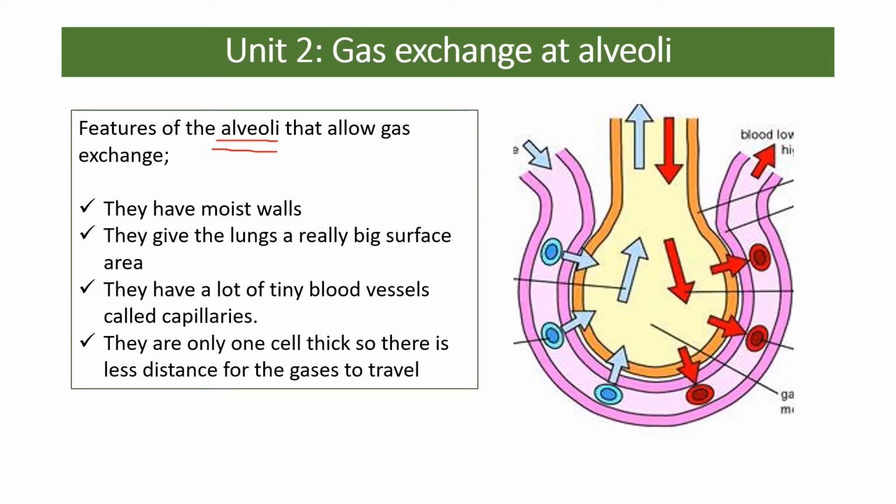So they are adapted to allow the diffusion of oxygen into the blood and carbon dioxide out of the blood by having the following 4 adaptations. They have moist walls, which helps diffusion happen. They give the lungs a really large surface area, so therefore lots of molecules can diffuse out in one go. They have lots of tiny blood vessels, or good blood supply as we call it, that maintains the diffusion gradient of high to low, and they are only one cell thick, so there's a short diffusion distance for gases to travel.